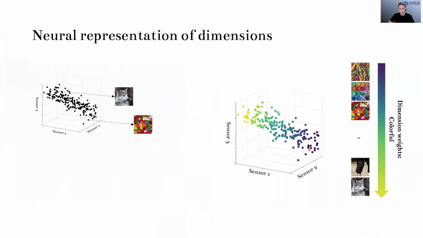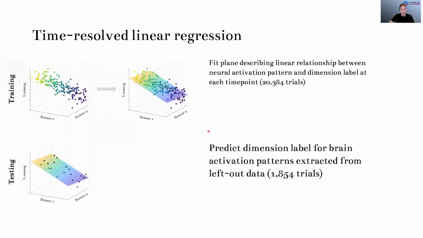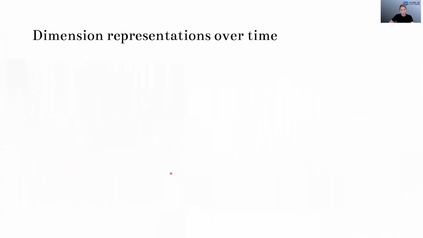To examine this, we ran a time-resolved linear regression for each of the dimensions. To do this, we fit a plane describing the linear relationship between the neuroactivation pattern that we have here and the dimension label, which in this case are the colors. We then take independent data that we left out from training, and we predict the dimension label, so the weight, for each of the brain activation patterns that we extracted. We can then assess how well the predictions match the true dimension labels by just running a correlation. And then what we end up with are dimension representations over time.